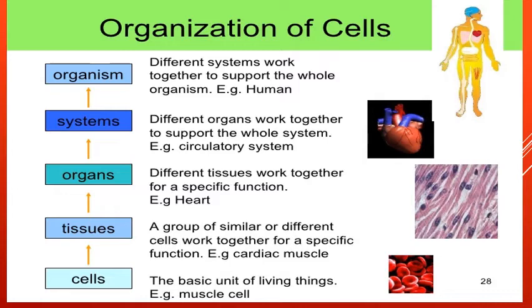Okay, so this is the way in which the cells are organized or grouped inside our body. Trillions of cells are not just jam packed, but they are orderly organized according to their functions, according to their structure, and thus they make up one organism.